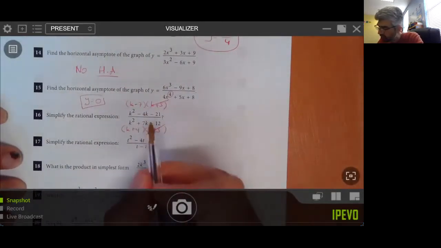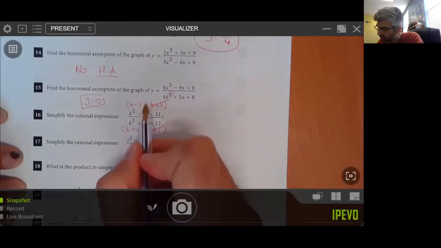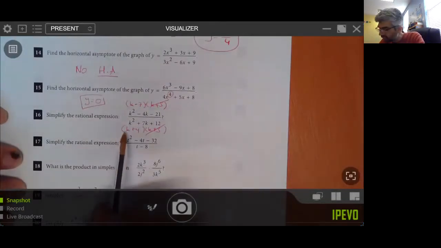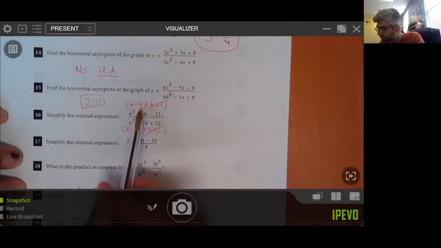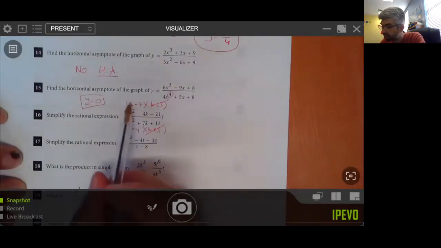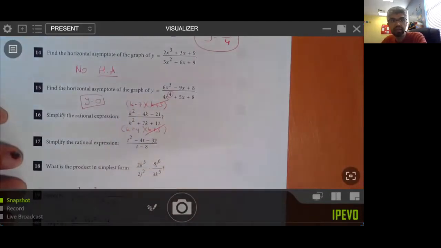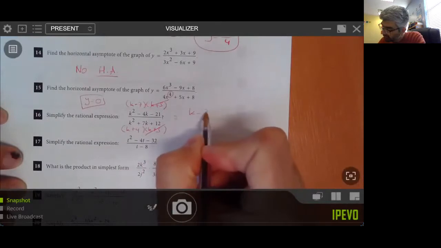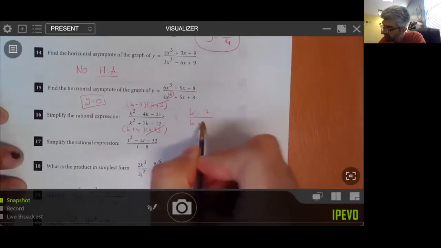And how do we simplify, guys? The k plus 3s I can simplify because they are in a product. I can simplify only the factors. Pay attention. I cannot simplify the coefficients. This k and this k I cannot simplify. I cannot simplify the constants, for example these two numbers, only separately. I can simplify only the factors. And here it's k minus 7 over k plus 4.